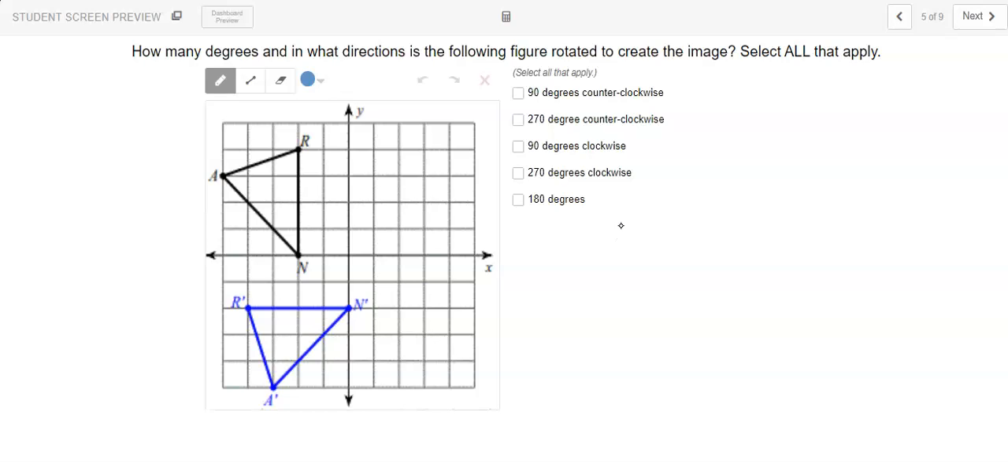Alright, so we actually kind of talked about this one briefly. If I'm in this quadrant right here, if I rotated 90 degrees clockwise, I'd end up here. If I went 180 degrees, I'd end up here. And if I went one more, I would get 270. So again, this was clockwise.